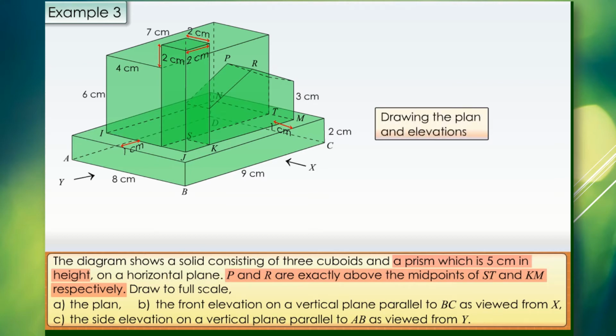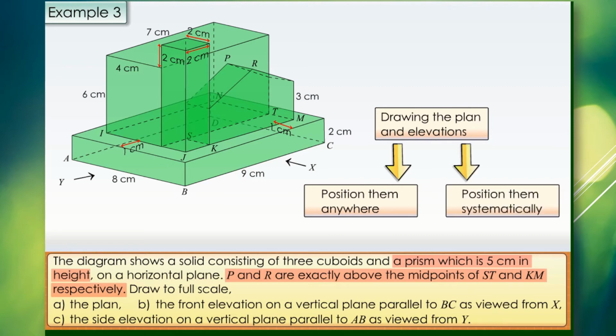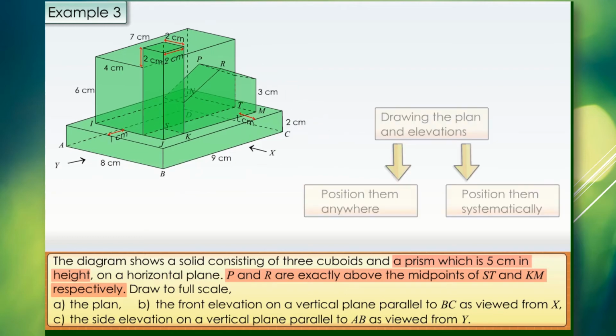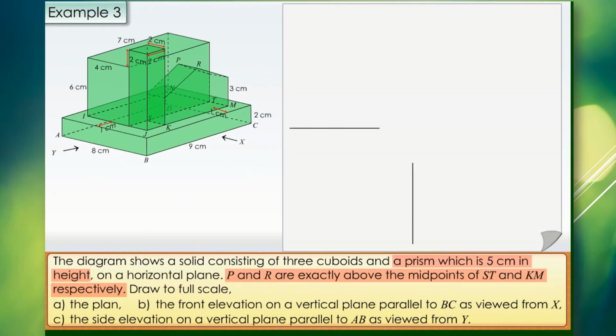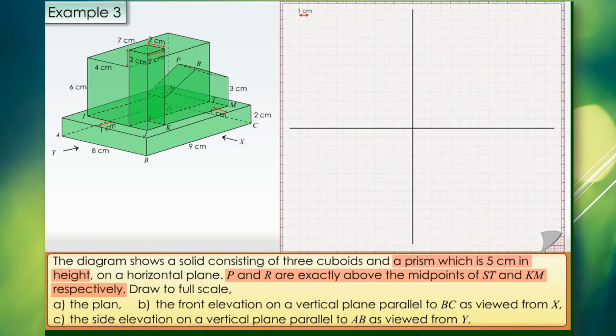To draw these plan and elevations, we can choose either to draw them anywhere on a blank piece of paper, or we can position them systematically. For this question, we are going to choose the latter one. The way we are going to do this is by dividing a blank piece of paper into 4 quadrants. As usual, we will use a graph paper below it as a guide for measurements.